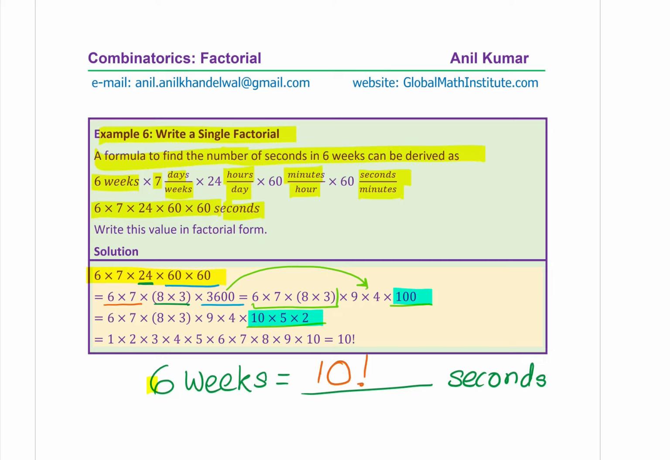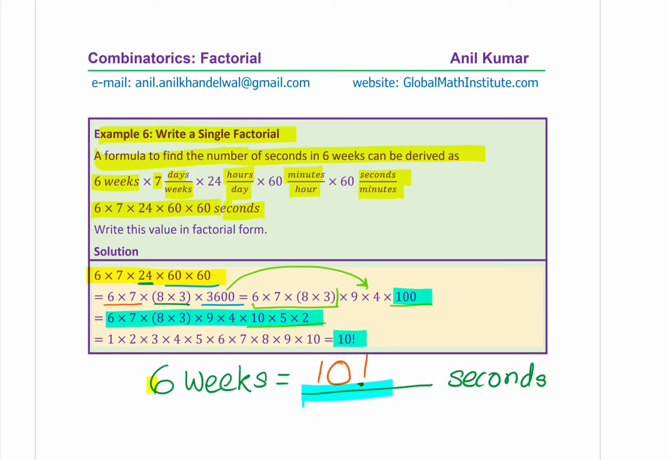I do see that. That's beautiful. So that is your list. Once you rearrange, you get this set of 1 times 2 times 3 times 4 times 5 times 6 times 7 times 8 times 9 times 10, which is in fact 10 factorial. And so we get our answer.